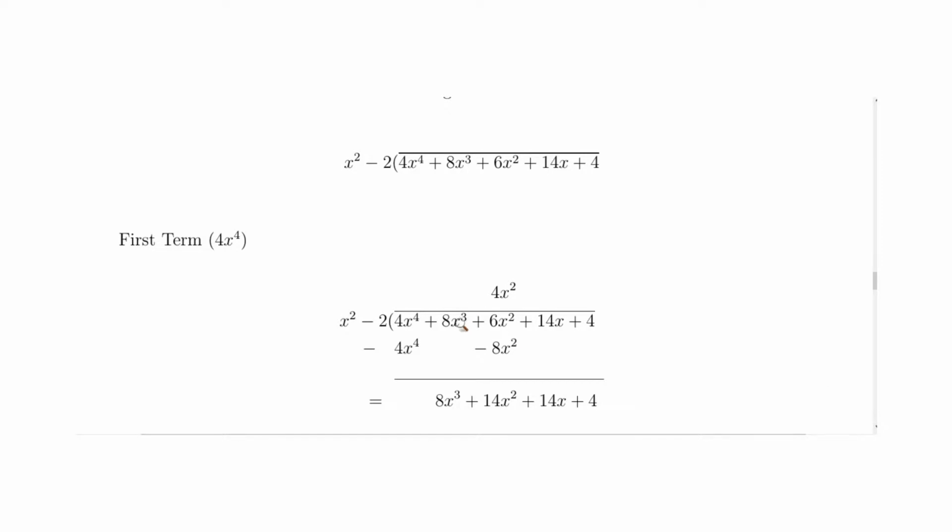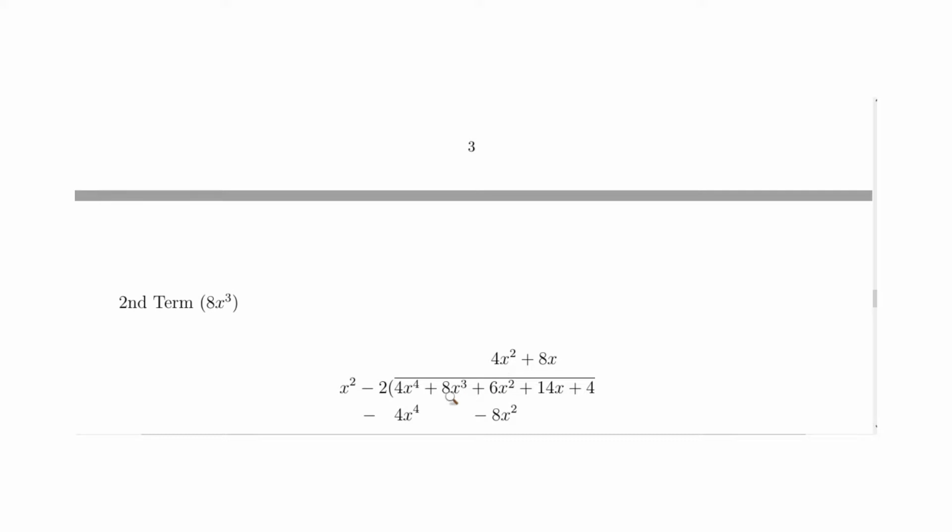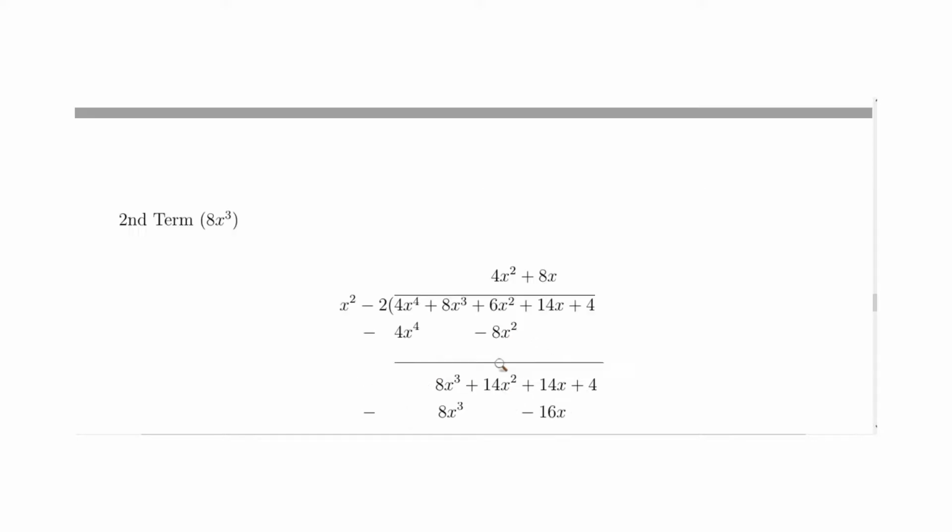Okay, so carrying on, 8x cubed is next. So 8x cubed divided by x squared gives us 8x. So that then goes on the quotient there. This 8x, now distribute it with the x squared and the minus 2. Here we go. 8x cubed minus 16x. So 8x times x squared is 8x cubed, and 8x times minus 2 is minus 16x.